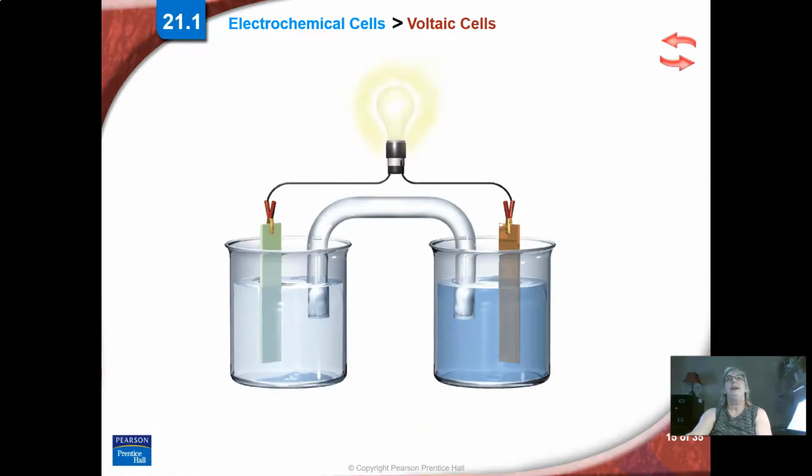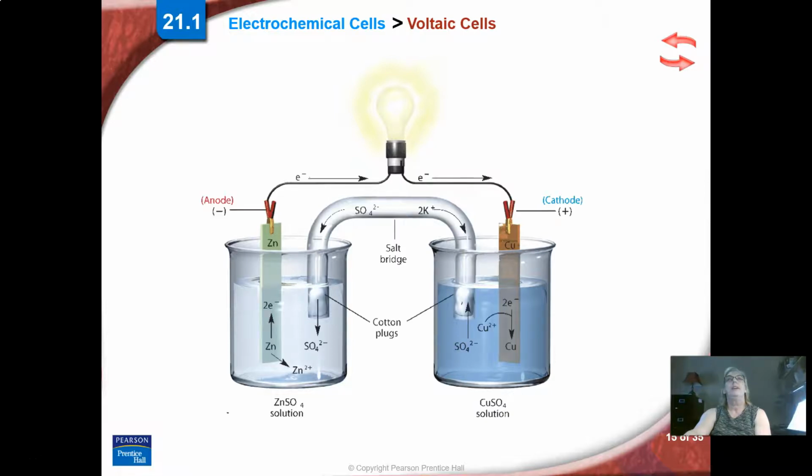So we have the two different metals, and we have the salt bridge in between, and we are able to produce an electric light from that current. On the left side we have an anode, and on the right side we have a cathode. Anode has a negative charge, cathode has positive. That's why you see these little symbols on a battery.